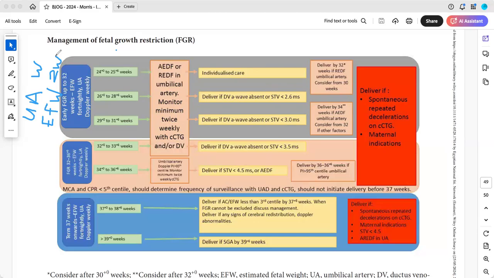Remember, again, if everything is fine, the follow-up is with the umbilical artery Doppler in fetal growth restriction babies or small babies. And if the umbilical artery Doppler is abnormal, if it shows abnormality, I will advise minimum twice weekly computerized CTG and or ductus venosus. So this is the plan.